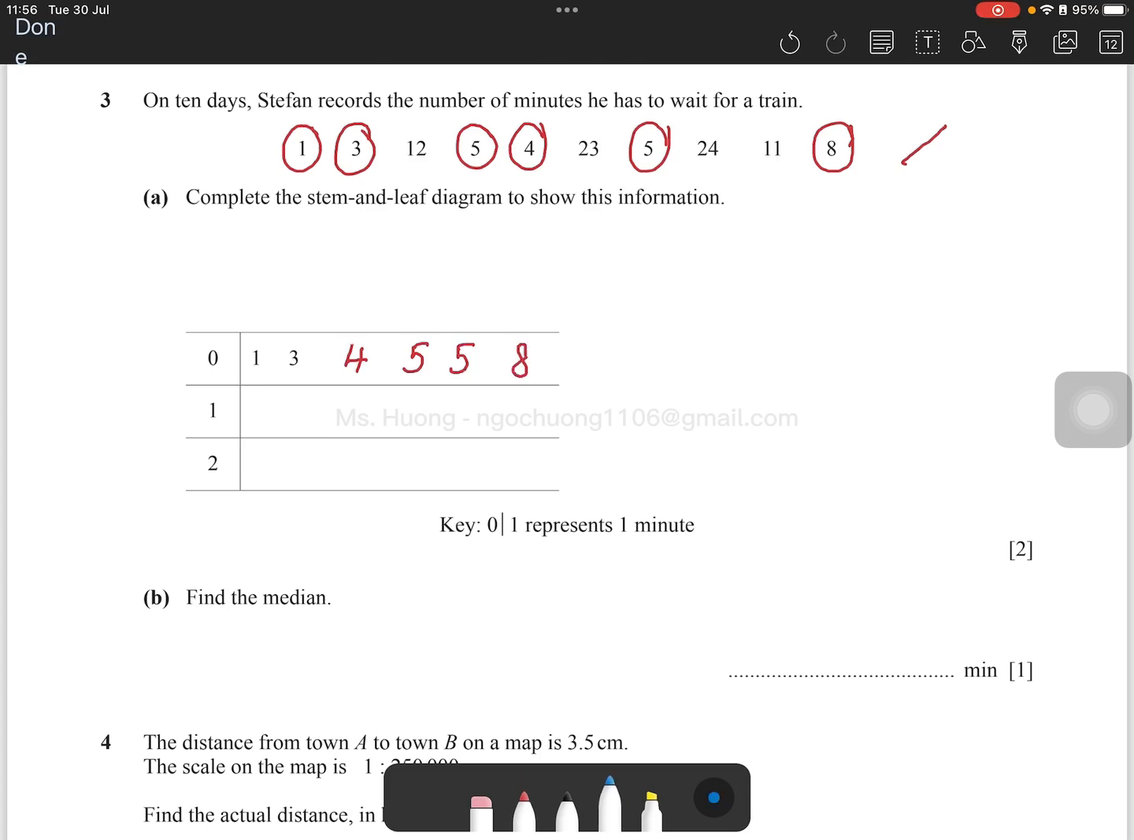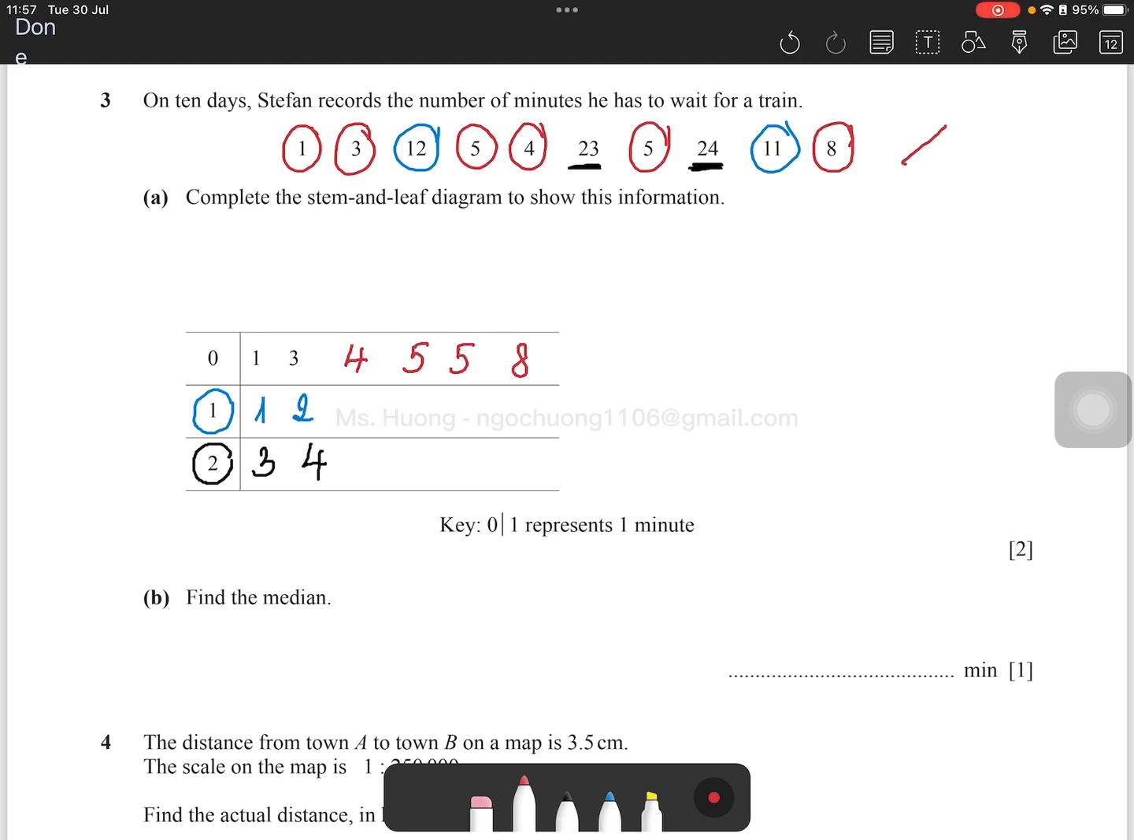Next, let's look at the numbers with the stem digit of 1. They are 12 and 11. So we need to write 11 first and then 12. Finally, look at those numbers with a stem digit of 2. They are 23 and 24. So we write 23 first and 24 second. So we finished question A.